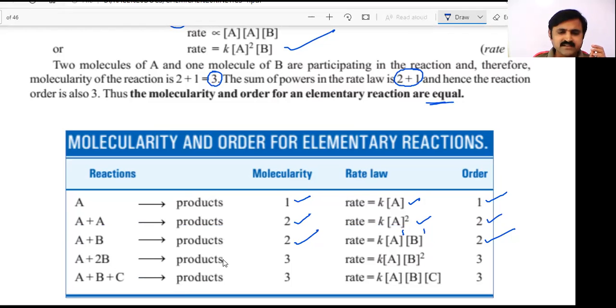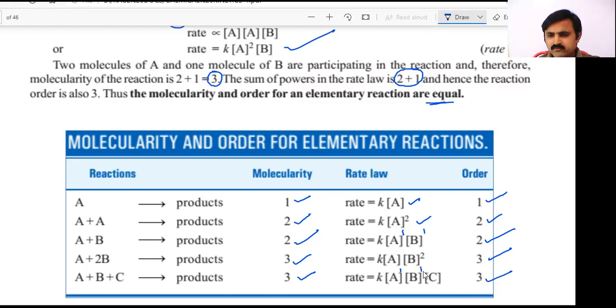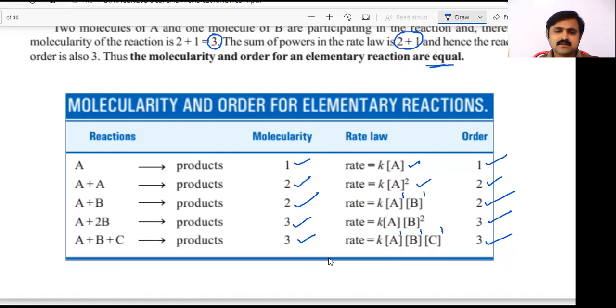While for A plus 2B gives products, molecularity is taken as 3, and the rate is given like this, so order also came the same. A plus B plus C gives products: in this case molecularity is 3, and the rate is K into concentration of A into concentration of B into concentration of C. So A power 1, B power 1, C power 1, 1 plus 1 plus 1 is 3.